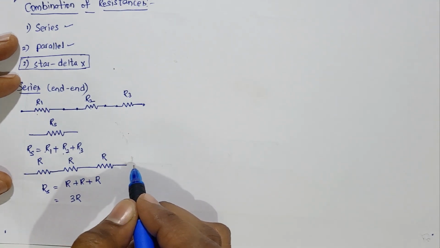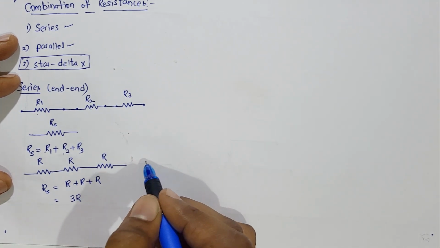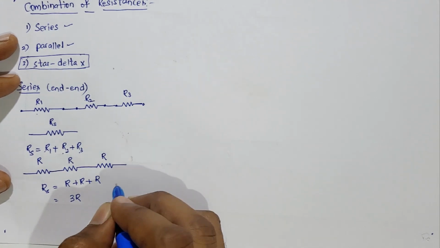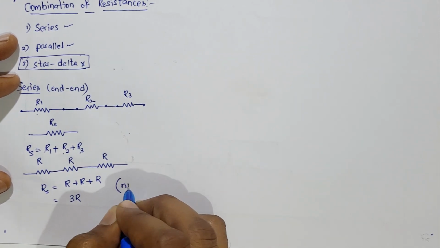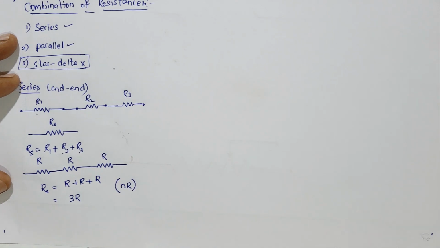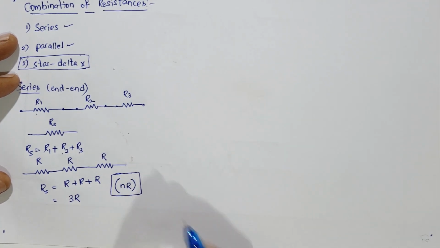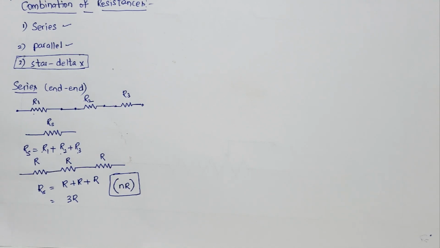Suppose 4 resistances are connected, 4R. 5 are connected means 5R. 6 are connected means 6R. Like that, if n number of resistances are connected in series, the equivalent resistance will be n into R. Okay? This is about the series connection.